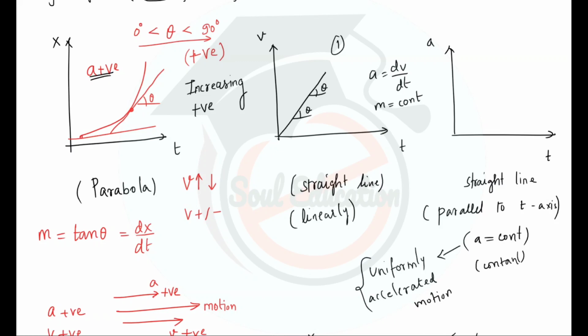Slope constant means my acceleration becomes constant. Correct? Acceleration is nothing but the slope of the VT graph. So slope constant, so my acceleration is constant. So this is the constant value. Okay, A is equal to this value, this is the equation. This is the graph for AT, the acceleration time graph. So this is the thing you have to remember.